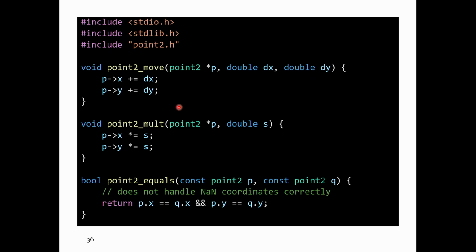Okay, so what does move look like? Well, for move, you just add dx and dy to x and y. That's easy. That's a pointer to a point2, so p arrow x plus equals dx. So add dx to p's x.